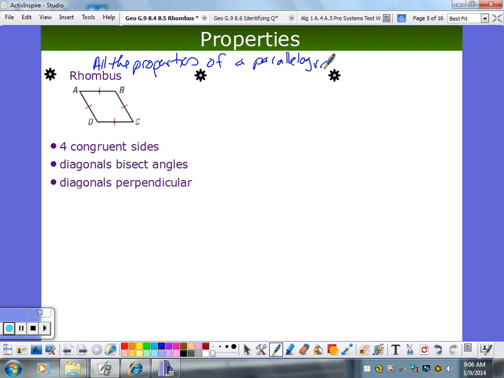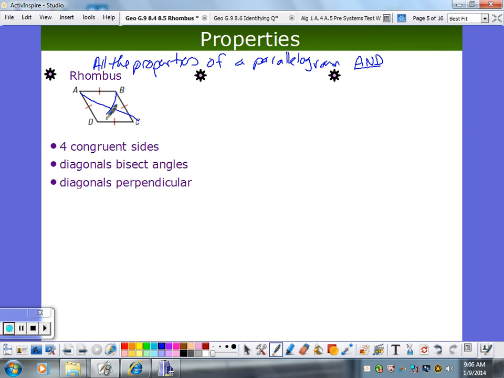And these extra ones, depending on what it is. So it's going to be true: opposite sides parallel, opposite angles congruent, all those things are going to be true. What else do you have? 4 congruent sides, that's its definition. The diagonals, so let's draw a diagonal.